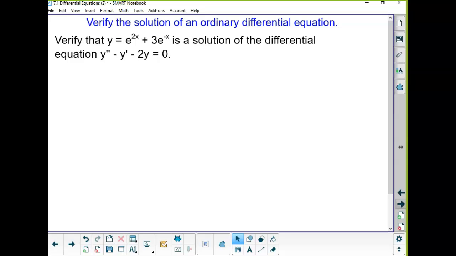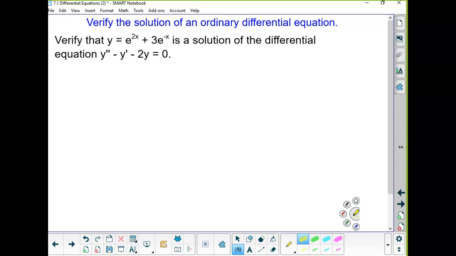I do want you to write this one. This is a very common problem for us to look at in terms of AP level. And I would guess this is most likely a multiple choice type of question. But it says verify that y equals 2 e to the 2x plus 3e to the negative x is a solution to this differential equation.